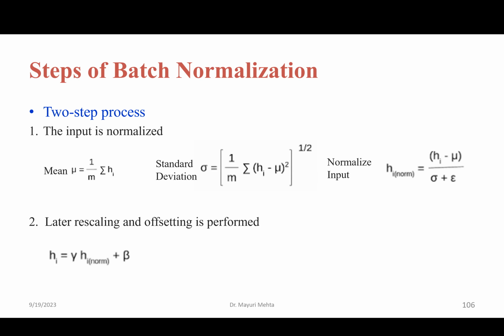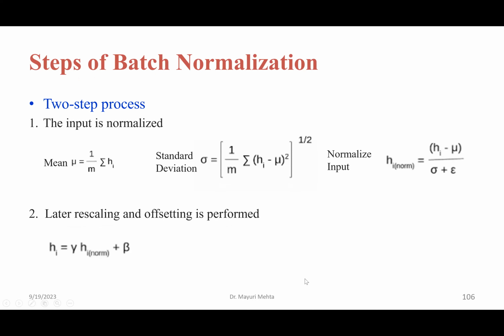These gamma and beta parameters are learnable parameters during the training of the neural network, and they assure the optimal values of gamma and beta. And that will enable the accurate normalization of each batch. So this is how batch normalization is performed.